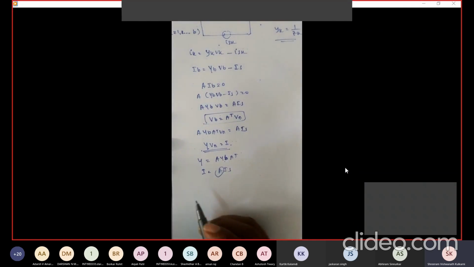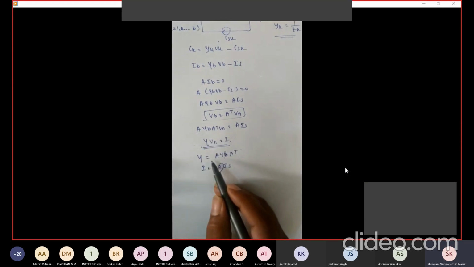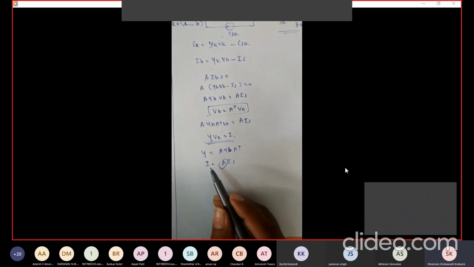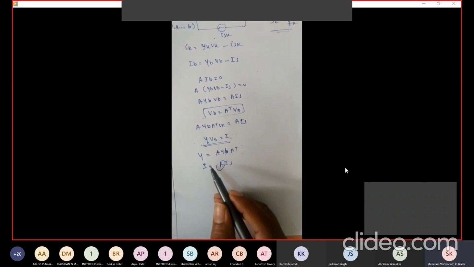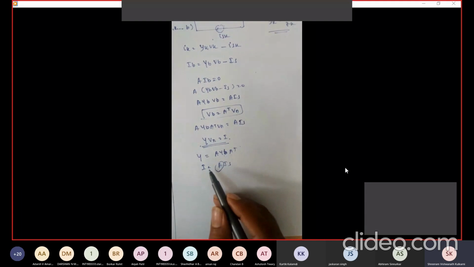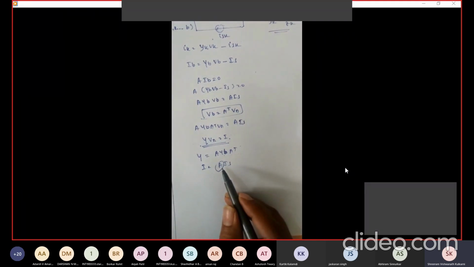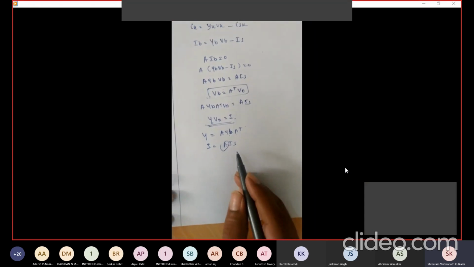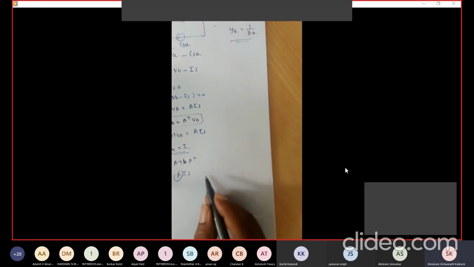Okay. Now the matrix Y is called the admittance matrix. This is the admittance matrix. Now, while deriving this KCL equation, we introduced the cut set also, Q. Now we can write the KCL equation as, see here.